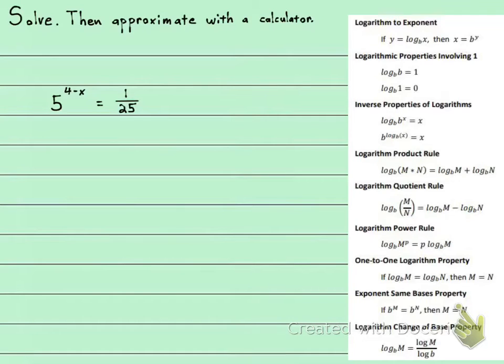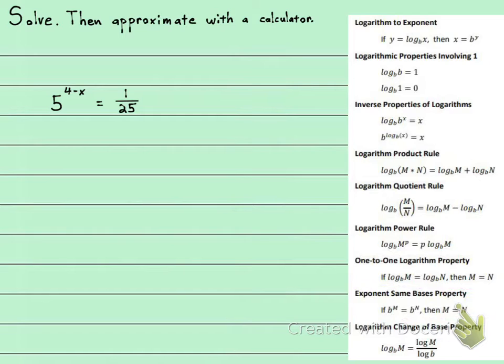We need to solve this exponential equation, and then we're going to approximate with a calculator. It's an exponential because my unknown, my variable, is up in the exponent. There are different ways to approach this, and what we're going to do is use this property down here, the exponent same base property. It says that if you can get your bases to be the same, then your exponents must be the same.